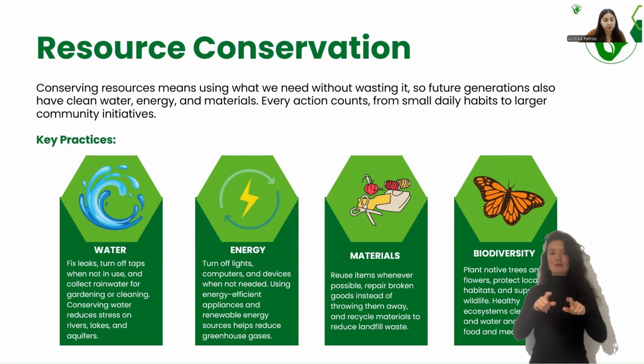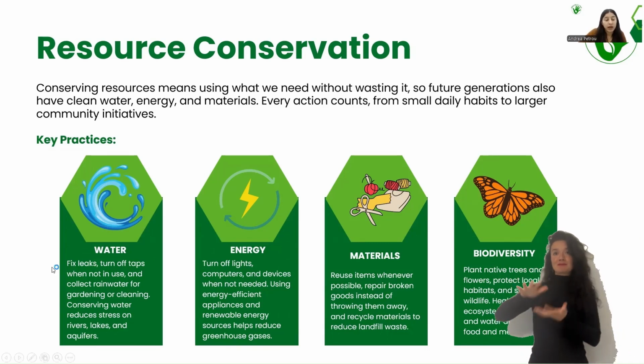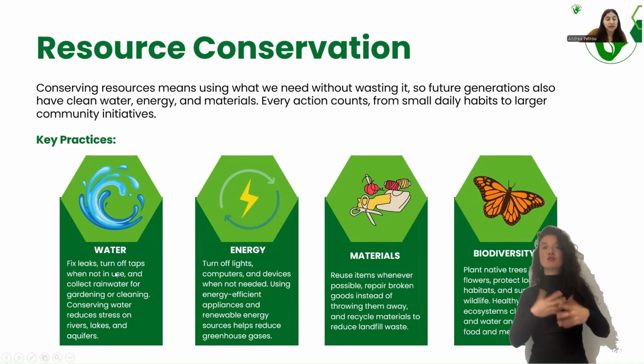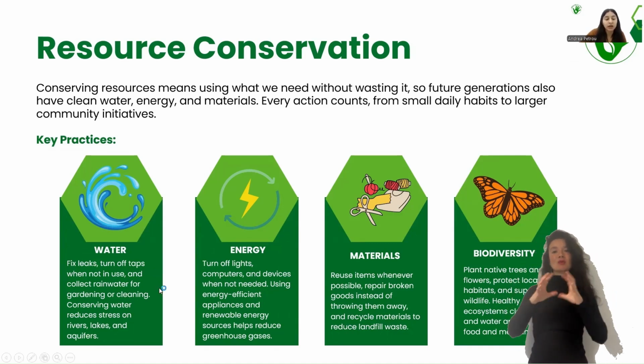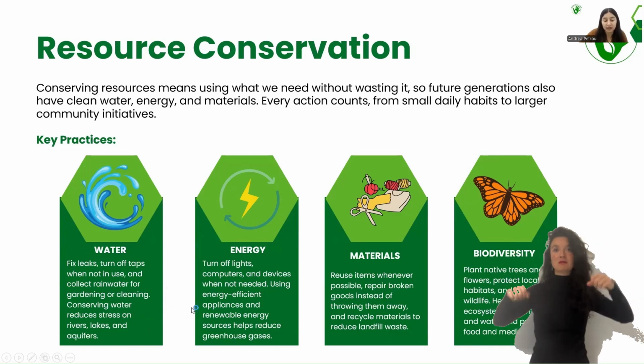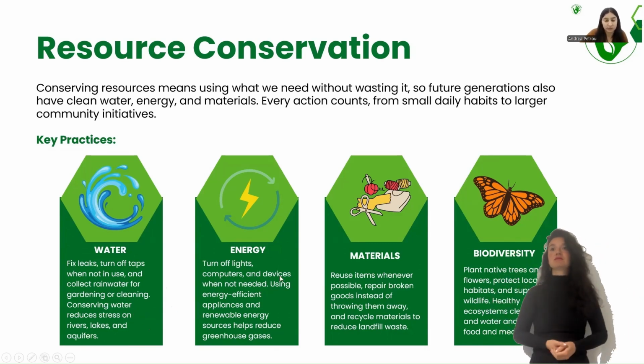So we will help the future generation. Here we have some key practices that we can do in order to preserve and conserve our resources. For water, we have examples like fixing leaks, turning off taps when not in use, and collecting rainwater for gardening or cleaning. Conserving water reduces stress on rivers, lakes, and general ecosystems.